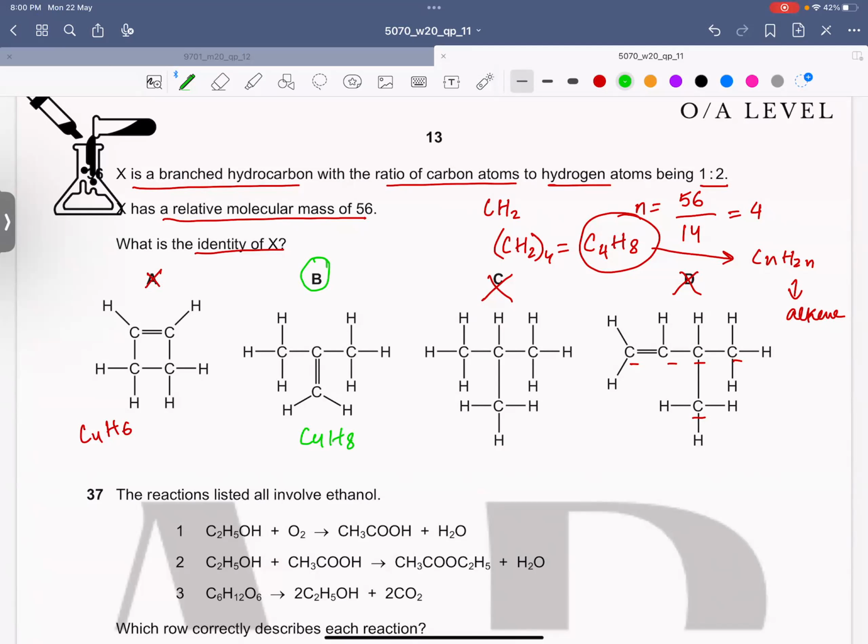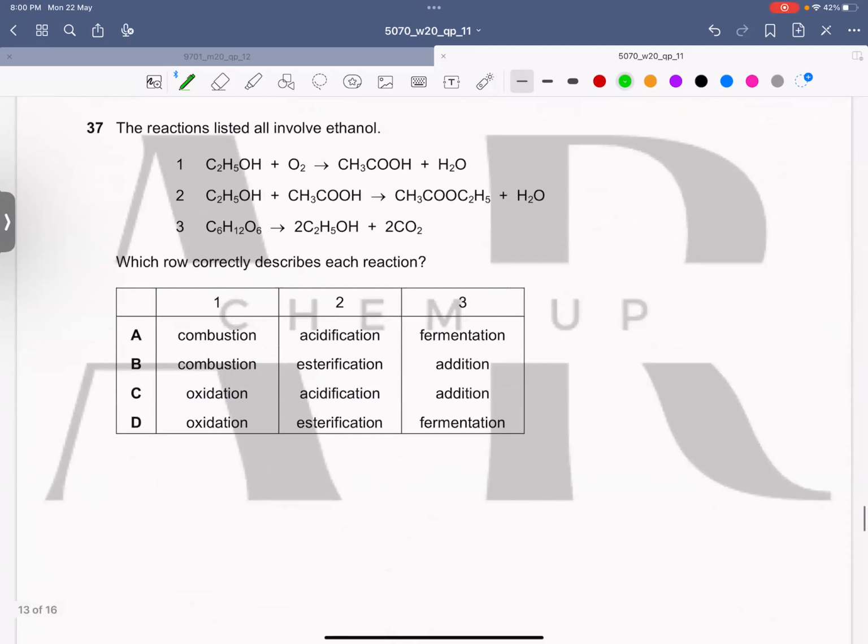Okay. Now, question number 37. The reactions listed all involve ethanol. First one, it's oxidation, where ethanol is turning into ethanoic acid. The second one is an esterification or a condensation, where ethanol is reacting with ethanoic acid, forming ethyl ethanoate and water, right? And the third one is where ethanol is being formed from glucose. So it is the fermentation.